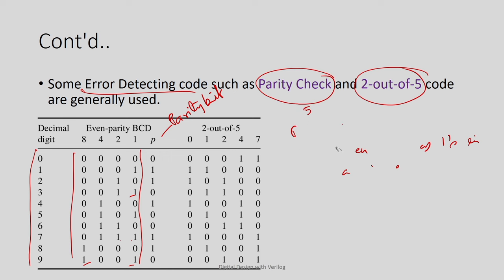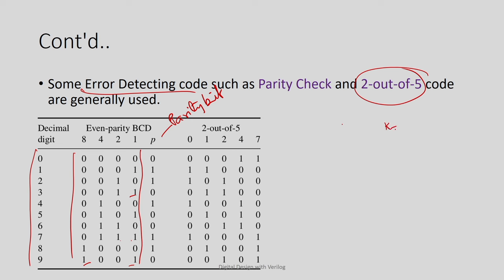So let us now see what is happening here, why this code has the distance 2. Whenever I have a single bit flip, I will always reach an invalid code, because all the encodings have an even number of 1s. If any single bit flips, whether it is 0 or 1, it will always become an odd number of 1s. If a 0 flips and earlier there were k 1s, it becomes k plus 1. If a 1 flips and earlier there were k 1s, it becomes k minus 1. So if k is even, this will always be odd.